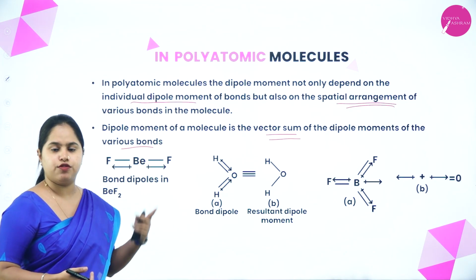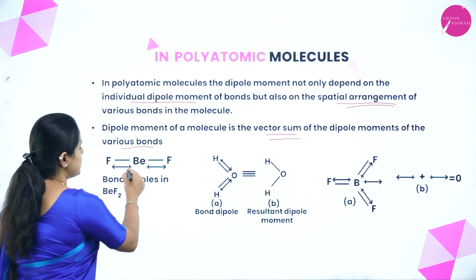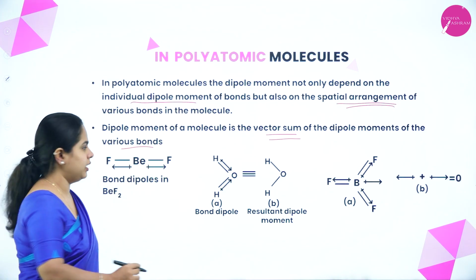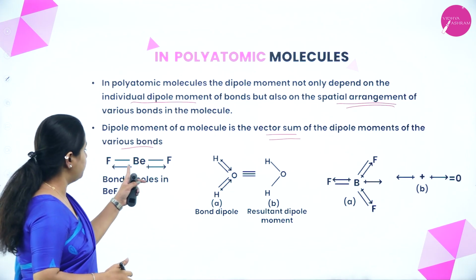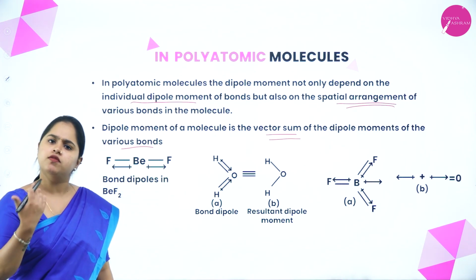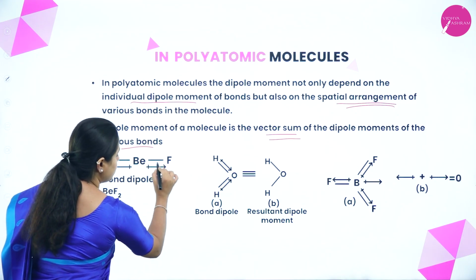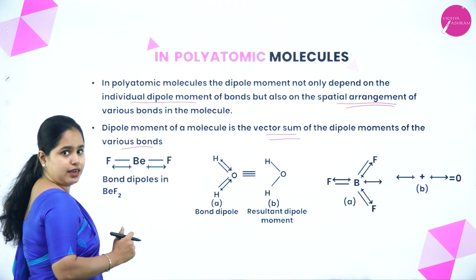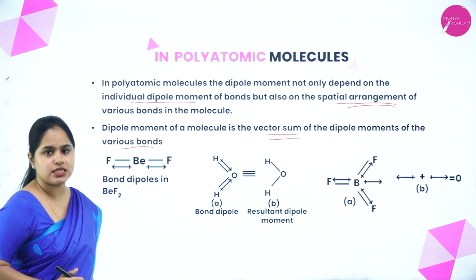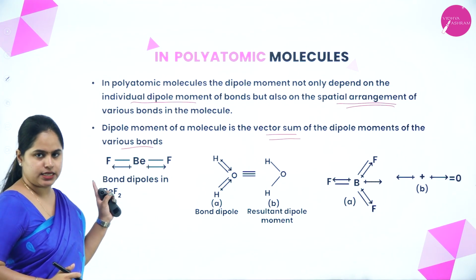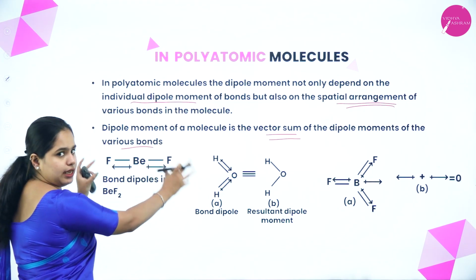So as you can see, the first example is the BeF2 molecule. One Be atom in the middle and fluorine on either side. Yes, among beryllium and fluorine, which is more electronegative? Fluorine, right? So the dipole moment of this bond will be towards that direction, and the dipole moment will be towards this direction in this case, right? I hope it is clear. The fluorine atoms are on either side.